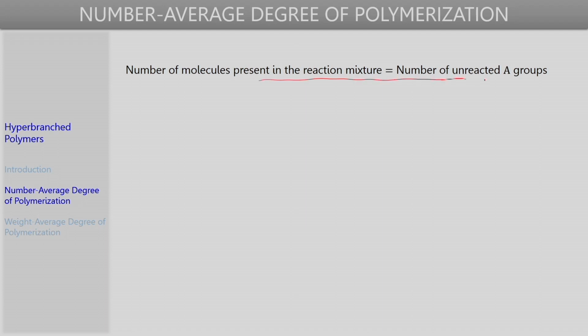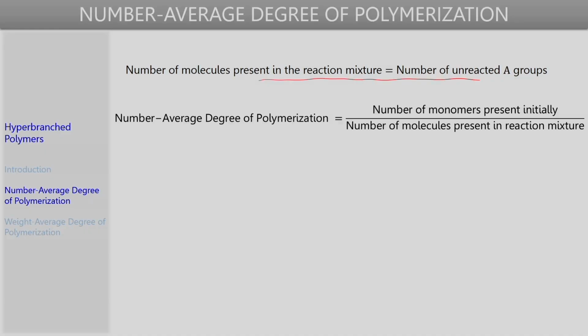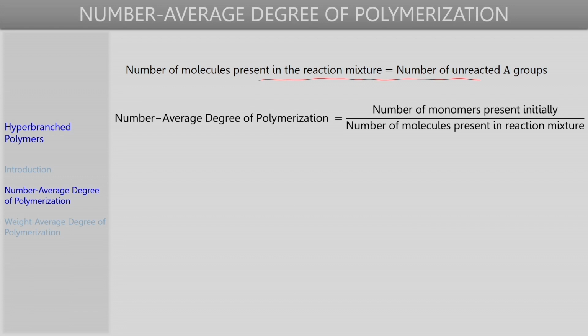Again, using this condition, we can try to develop an expression for the number average degree of polymerization for such hyperbranched polymers. If you recall the number average degree of polymerization that we introduced in the very first lecture, it is a measure of how many repeat units or monomeric units are present on average in a given polymer chain in a certain polymer sample. If a polymer sample is polydisperse and has chains of different lengths, then on average, the number of monomeric units or repeat units present in a certain polymer molecule is what the number average degree of polymerization represents. In the present case, this number average degree of polymerization will simply be equal to the number of monomers that were present initially divided by the number of molecules present at any point of time in the reaction mixture.